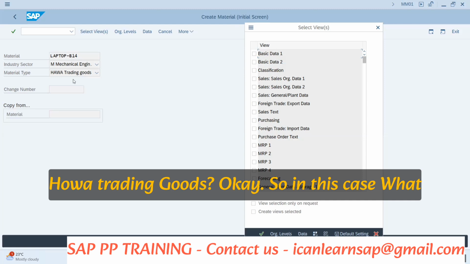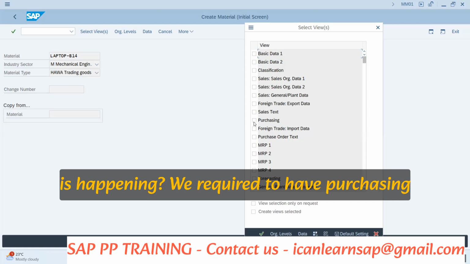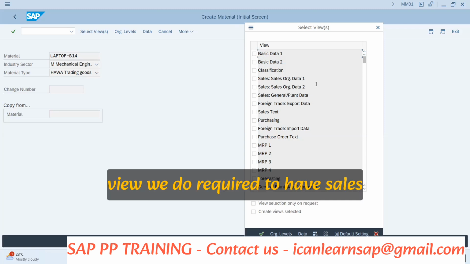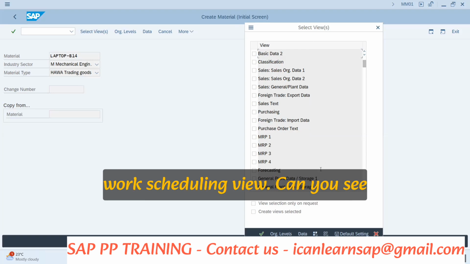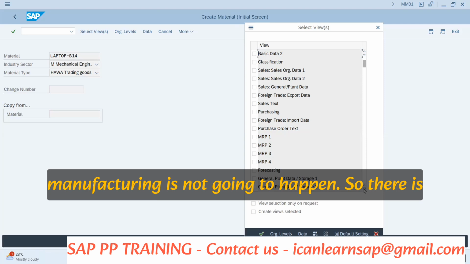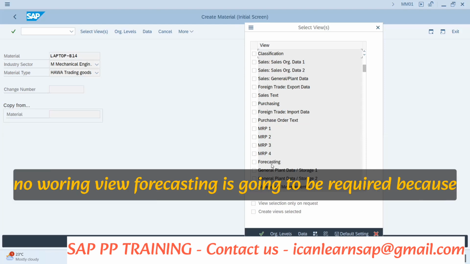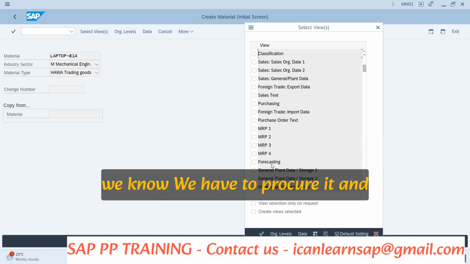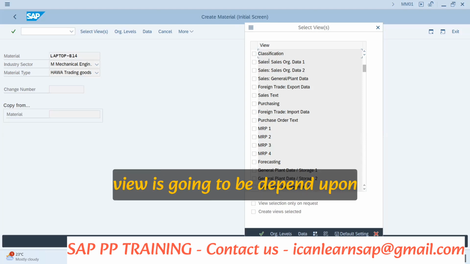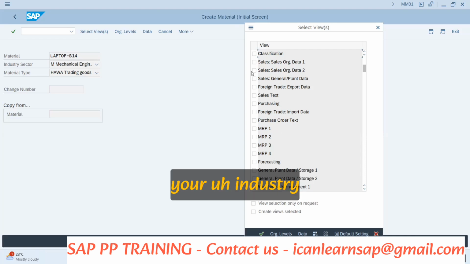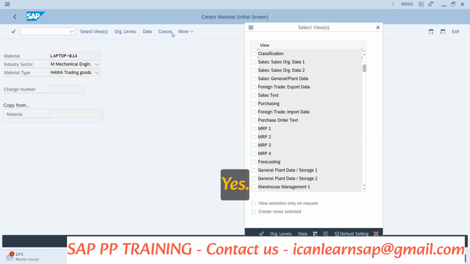Hava, trading goods. So in this case, what is happening? We require to have a purchasing view. We do require to have a sales view, but we don't require any work scheduling view. Can you see? Manufacturing is not going to happen, so there is no work scheduling view. Forecasting is going to be required because we know we have to procure it and we have to sell it, so we should have a forecast of it. So the views are going to depend upon your industry sector. Am I clear? Yes, everybody? Okay.